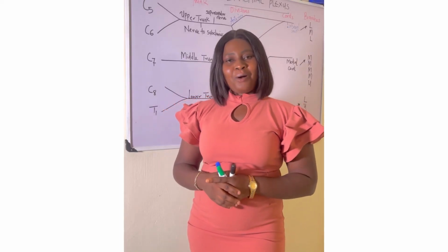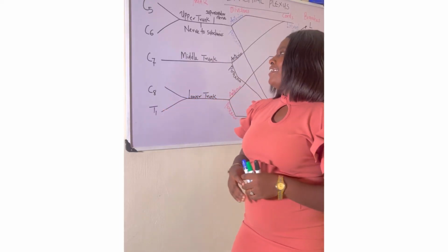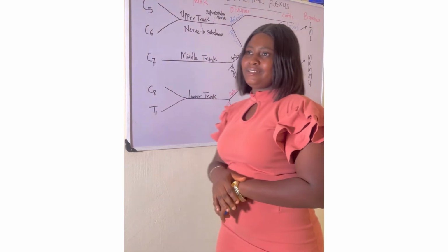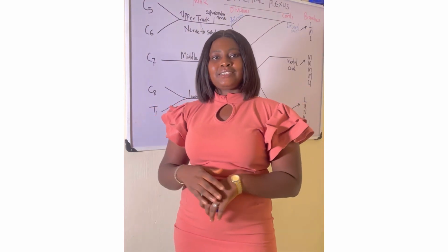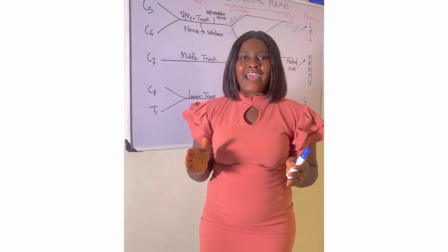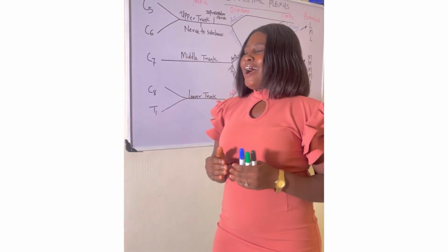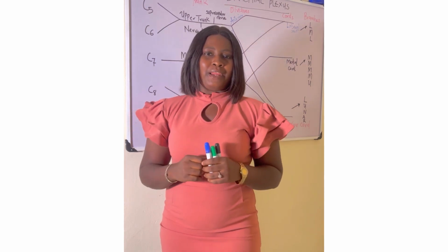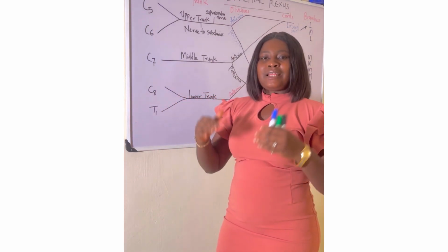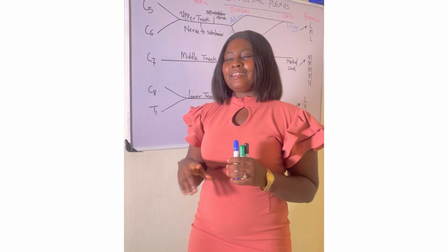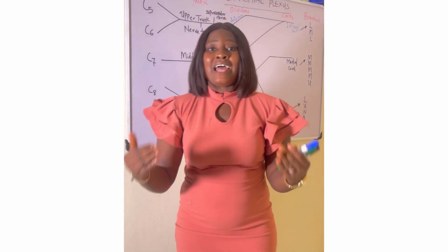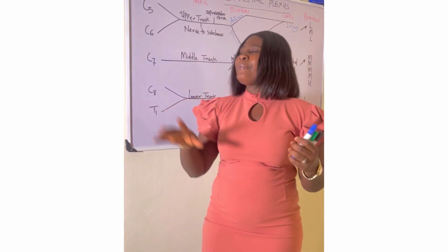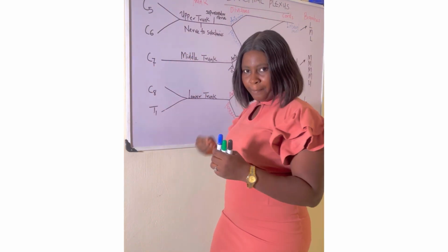Everyone, welcome back. So today let's discuss the brachial plexus. First of all, what is a plexus? A plexus is a network of nerves that supplies the body, and there are about 4 plexuses in our body. One, we have the cervical plexus, the lumbar plexus, the sacral plexus, and finally the brachial plexus. Most nerves that supply the upper limb arise from this brachial plexus.